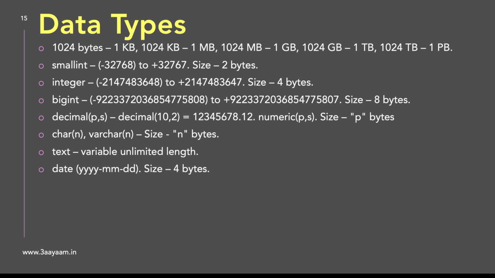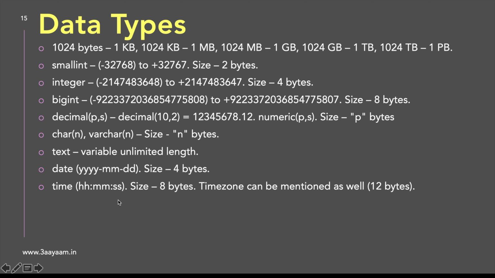And we have the date data type also, with a size of 4 bytes. This is how dates are stored. Then you have time also. The time is stored as hour, minute, and second. The size is 8 bytes. We can also mention time zone, and if we use time zone, then the size becomes 12 bytes. Then we have something called timestamp, which is a mix of date and time. In timestamp, this is how the data is stored: year followed by month followed by date, hour, minute, and second. There are dashes in the date and colons in the time, and the size is 8 bytes.